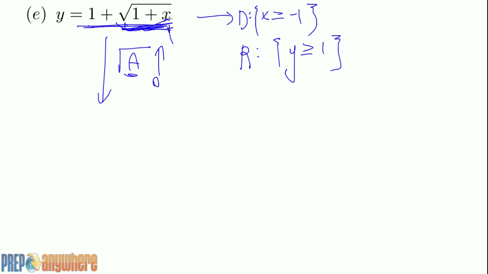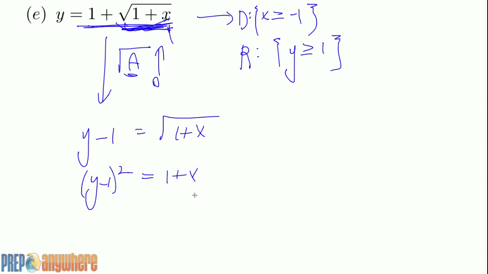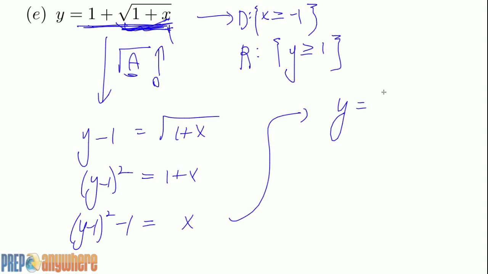Okay, so let's isolate this x. Subtract both sides by 1. Square both sides. And subtract both sides by 1. You get this. This is our inverse function.